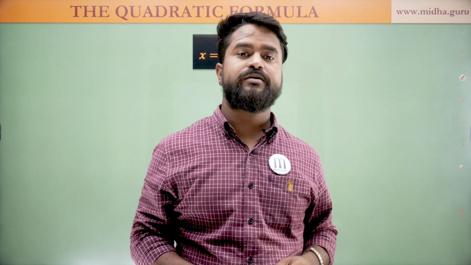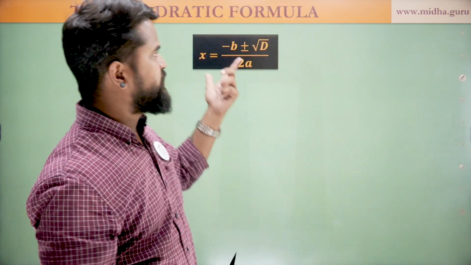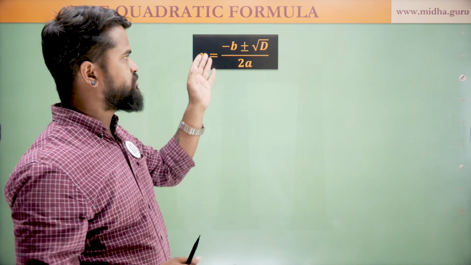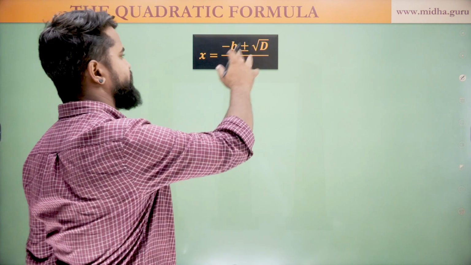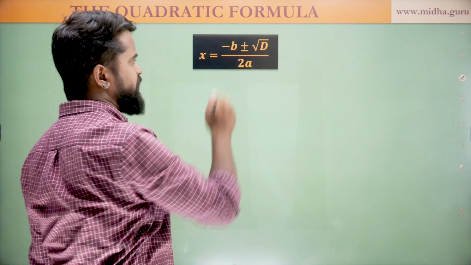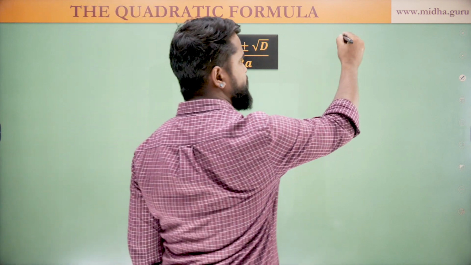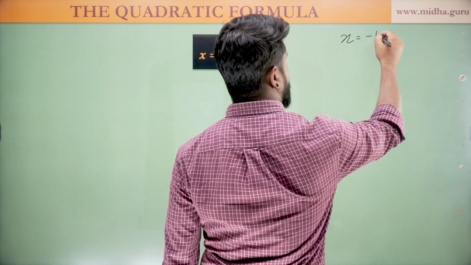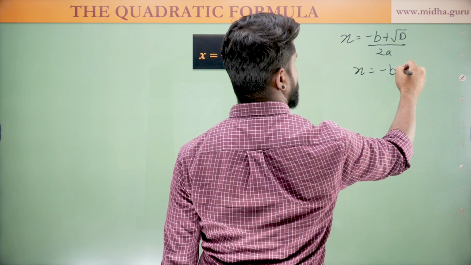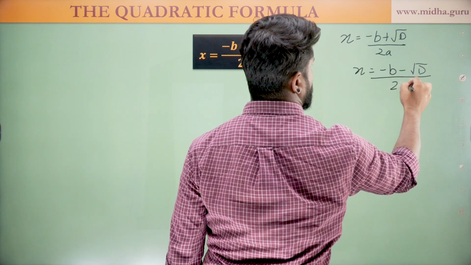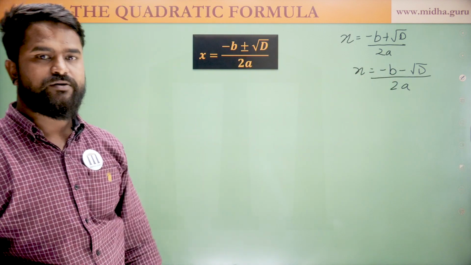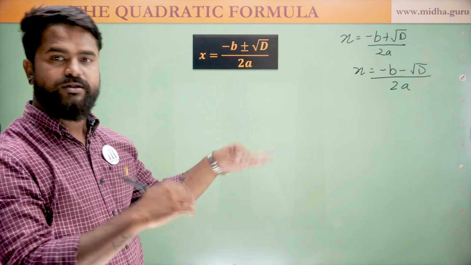Now that we have understood the discriminant, let us look at the quadratic formula first. So this is the quadratic formula. It says x is equal to minus b plus or minus root of the discriminant, the discriminant being b squared minus 4ac, the whole divided by 2a, which means we will be getting two roots from here. One will be minus b plus the root of d by 2a, and the second will be minus b minus the root of d by 2a. These are the two roots that we will get from the quadratic formula. But what does all this mean?